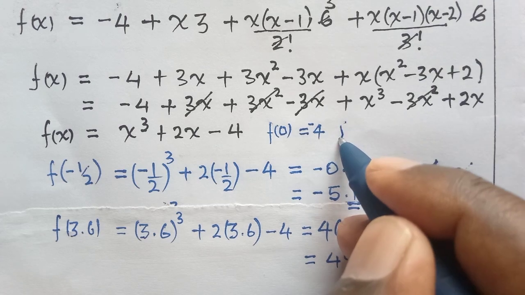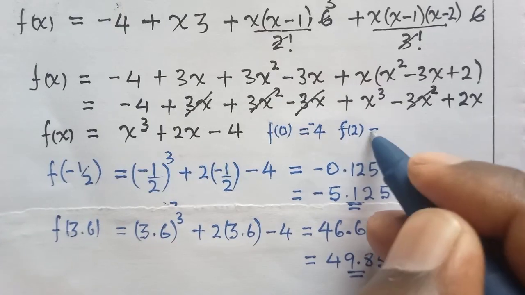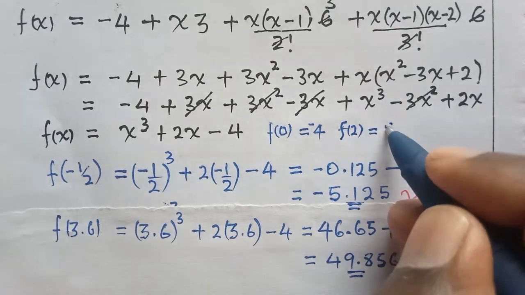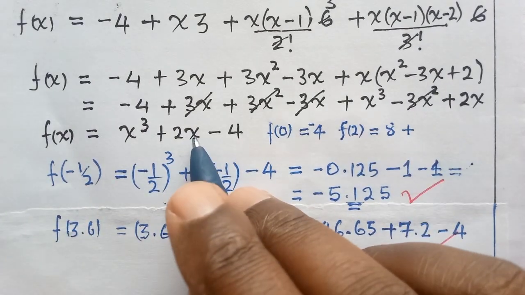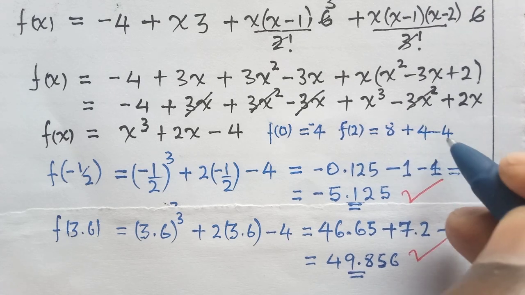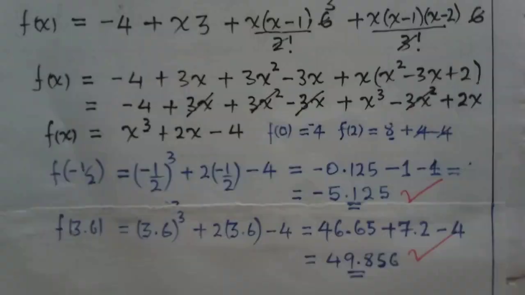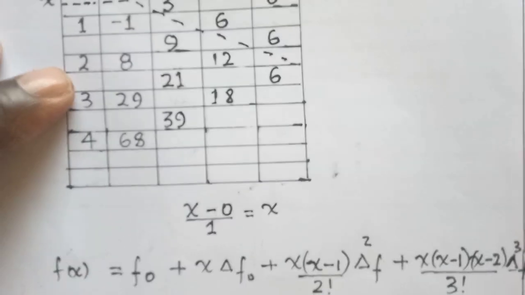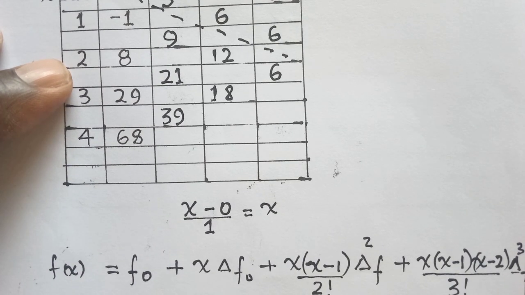So I say f(2) and see what we shall get. This is going to be 2 cubed, which is 8, plus 2 multiplied by 2, it's 4, minus 4. So guys, you can see that cancels. So our answer is supposed to be 8. So that is still another proof that really our equation, the equation we had found, is quite okay.